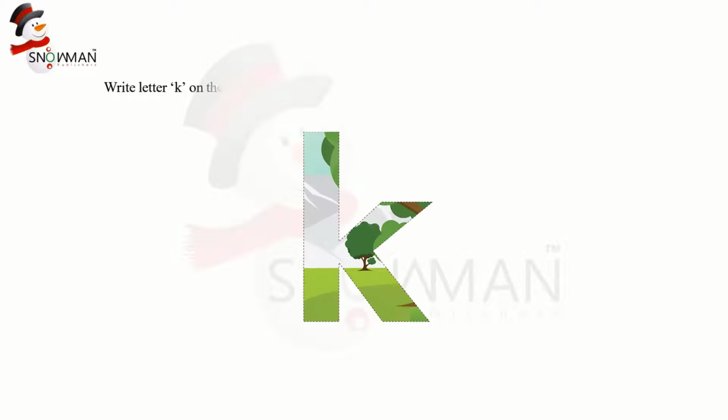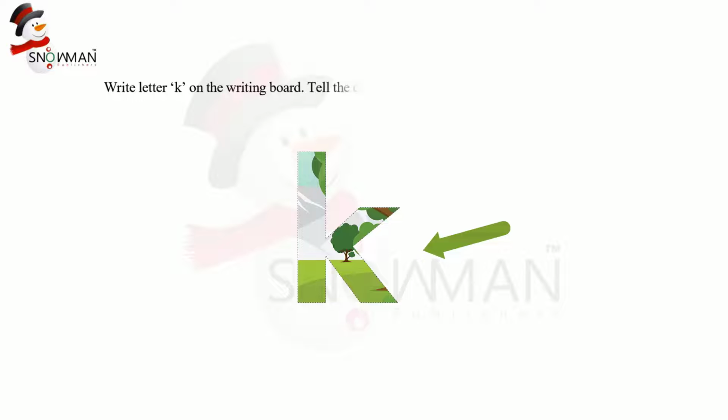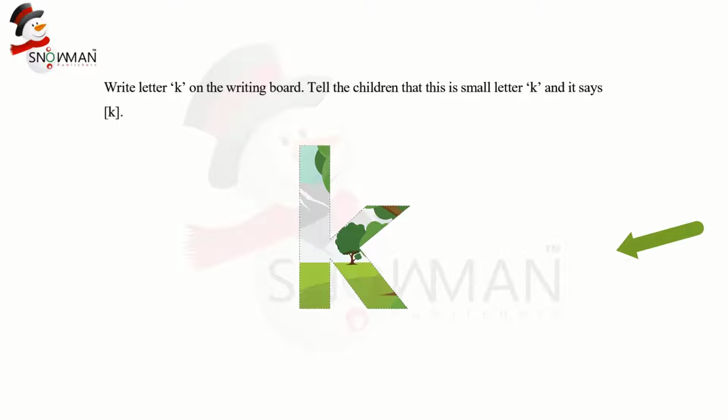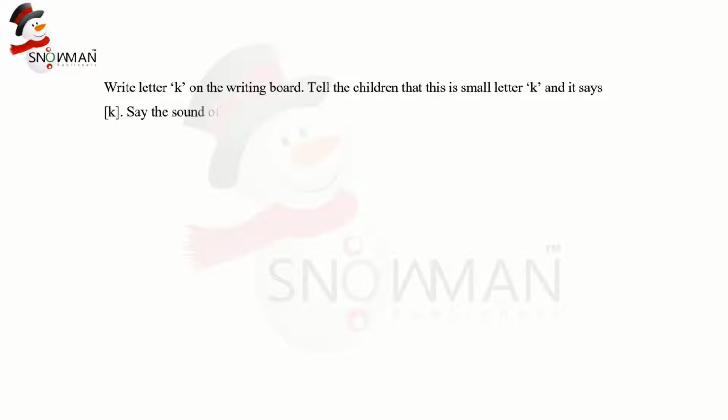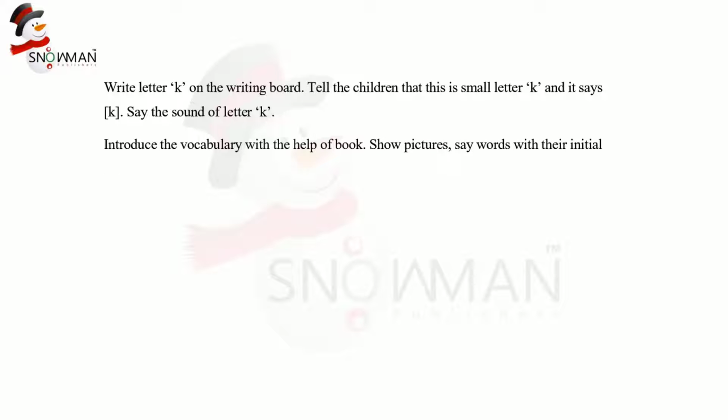Write the letter K on the writing board. Tell the children that this is small letter k and it says K. Say the sound of letter K. Introduce the vocabulary with the help of the book. Show pictures and say words with their initial sound.